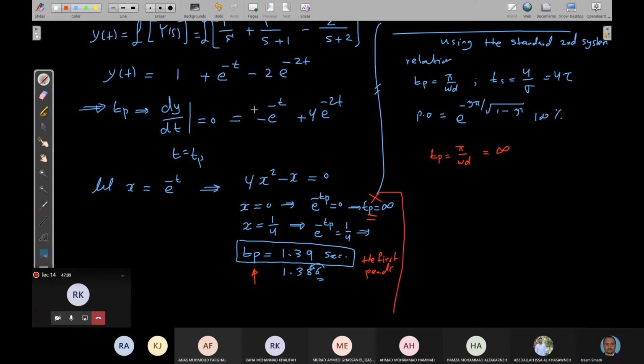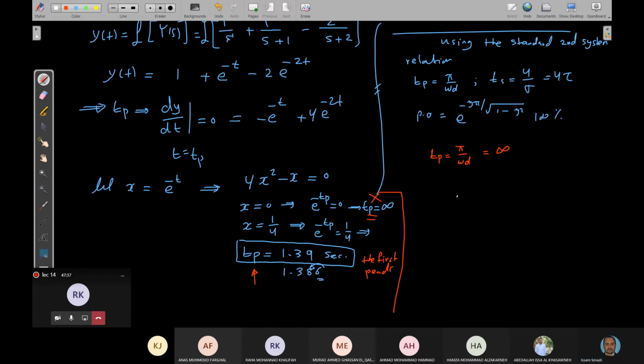Yes. So see, this one will give you misleading information. Why? Because I have another time where the response is peaking for the first time. But do I have oscillation, by the way? No, I will not have oscillation, but the system will peak. The system will peak without oscillation. How is that possible, by the way?